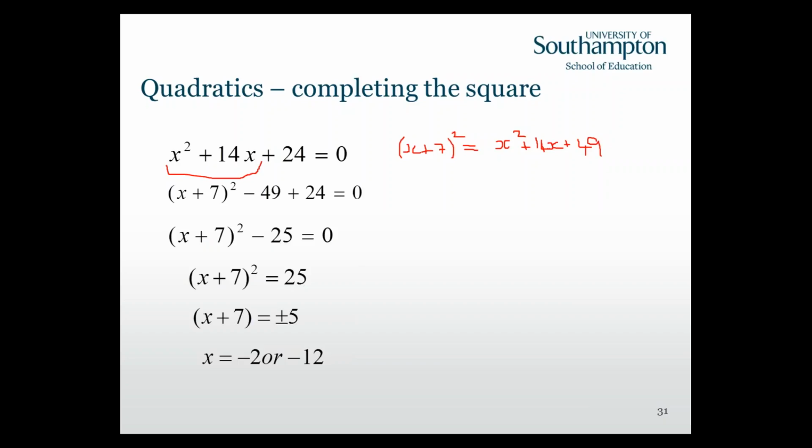So we generally recommend that you factorise it or use the formula before you use completing the square because it is more complex. However, if you have already completed the square, I suppose it doesn't really make any difference. You may as well continue on to solve it that way. Okay, did you manage to follow that process?